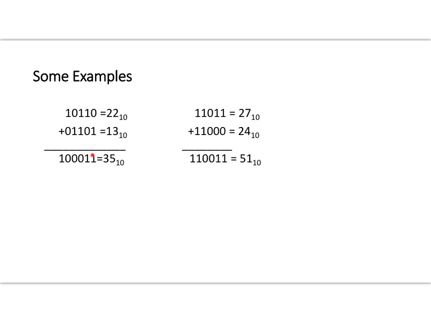So 0 plus 1 is 1, 0 plus 1 is 1, 1 plus 1 is 0, but we have to carry the 1 to this place. So 1 plus 1 equals 0. Again, we generate a carry. 1 plus 1 is 0. Carry the 1. Okay, here is our result, 1, 0, 0, 0, 1, 1. And if you convert that back to decimal, you'll see that it's equal to 35, which of course is the correct answer.